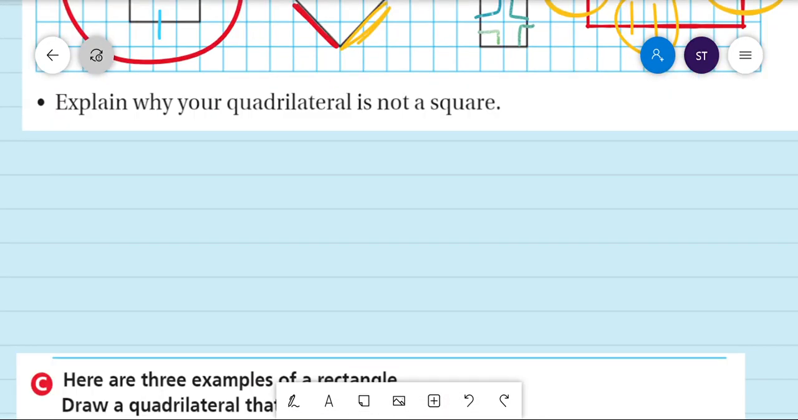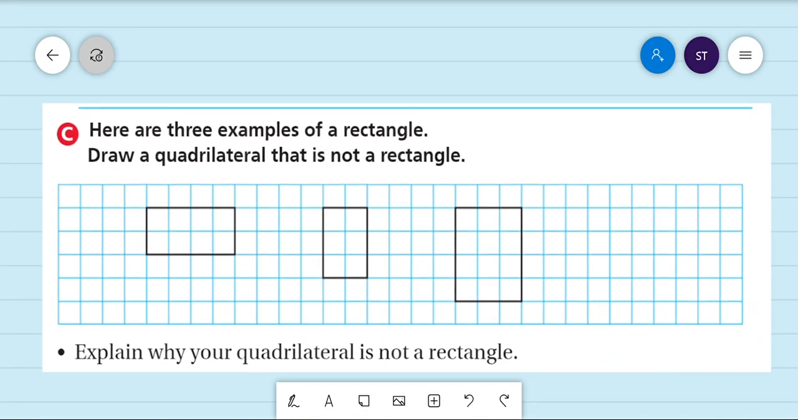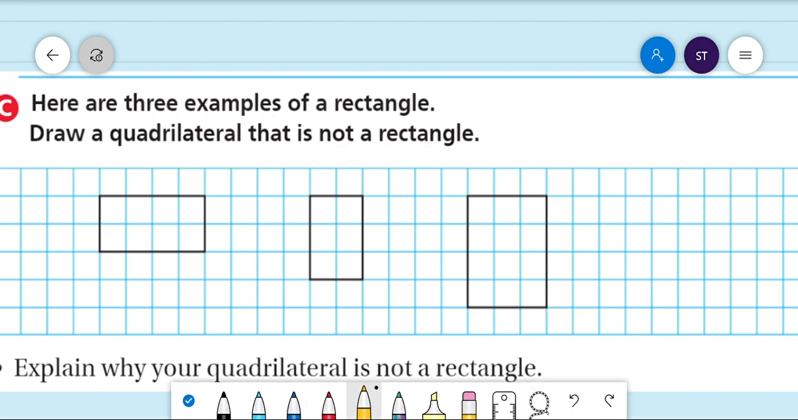Let's see what's next. Next we have rectangles. They want us to draw a quadrilateral that is not a rectangle. Before I draw, I need to think. What classifies a rectangle as a rectangle? What are the attributes of a rectangle? Well, let's see. A rectangle has opposite sides that are parallel. That side is parallel to that. It will never touch, it will never meet. And that side is parallel to that. A rectangle must have opposite sides that are parallel. A rectangle must also have, do you remember? Four right angles. So in order for a rectangle to be classified as a rectangle, it must have opposite sides that are parallel and four right angles.